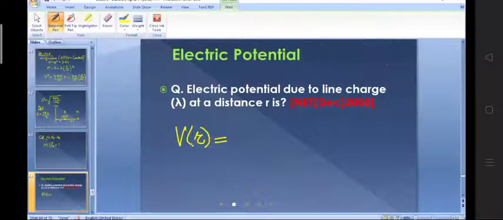If you know the electrostatic field, for example, suppose you don't know the potential, but you know the electrostatic field, which is equal to 2kλ divided by R. Now integrate it. You know that the integration of 1/R is ln R.